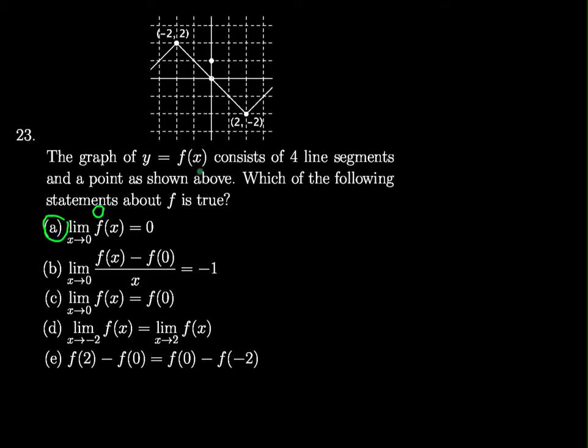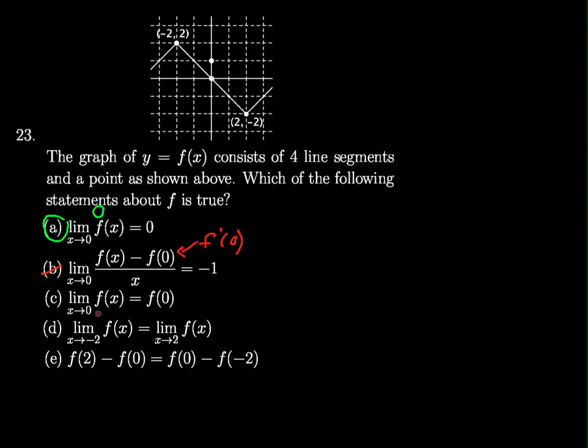But just to be thorough, let's go through and make sure that the other ones are all false. So the limit as x goes to 0 of f of x minus f of 0 over x. This is just the derivative. This is f prime of 0. But f is not continuous at 0. We have this removable discontinuity, and so f prime of 0 does not exist. This limit does not exist, so it can't equal -1, so B is not true.